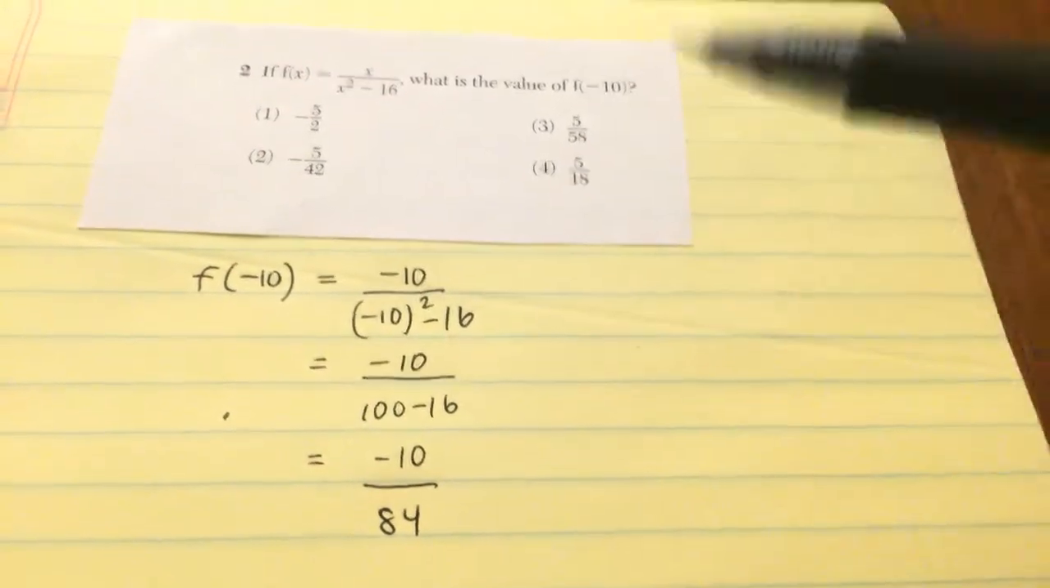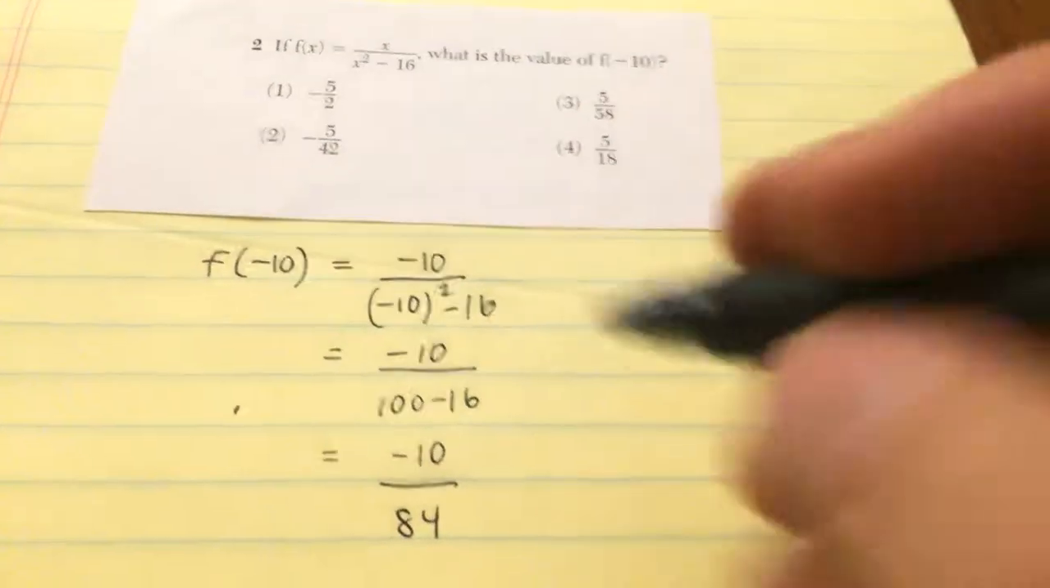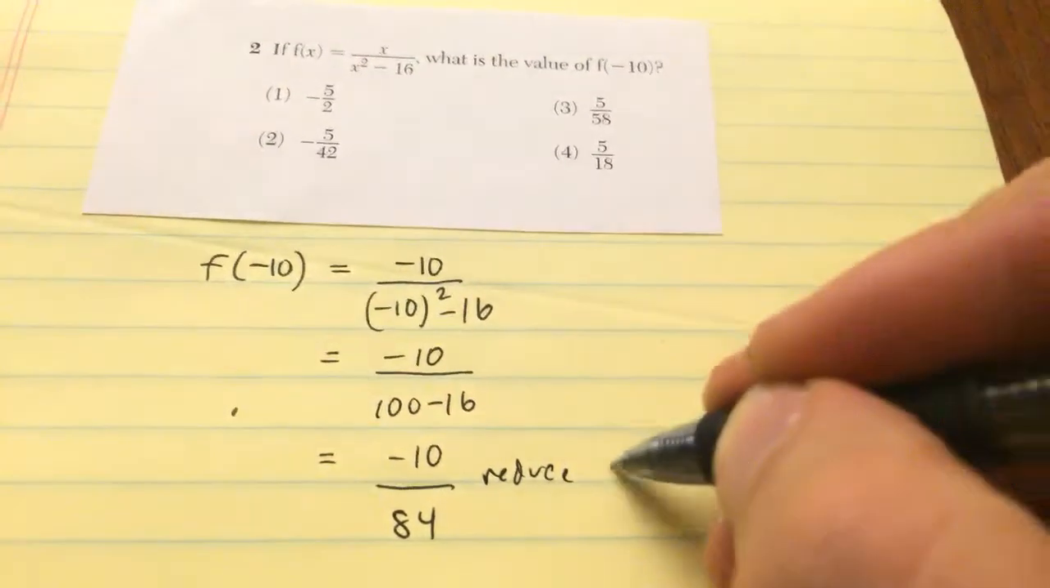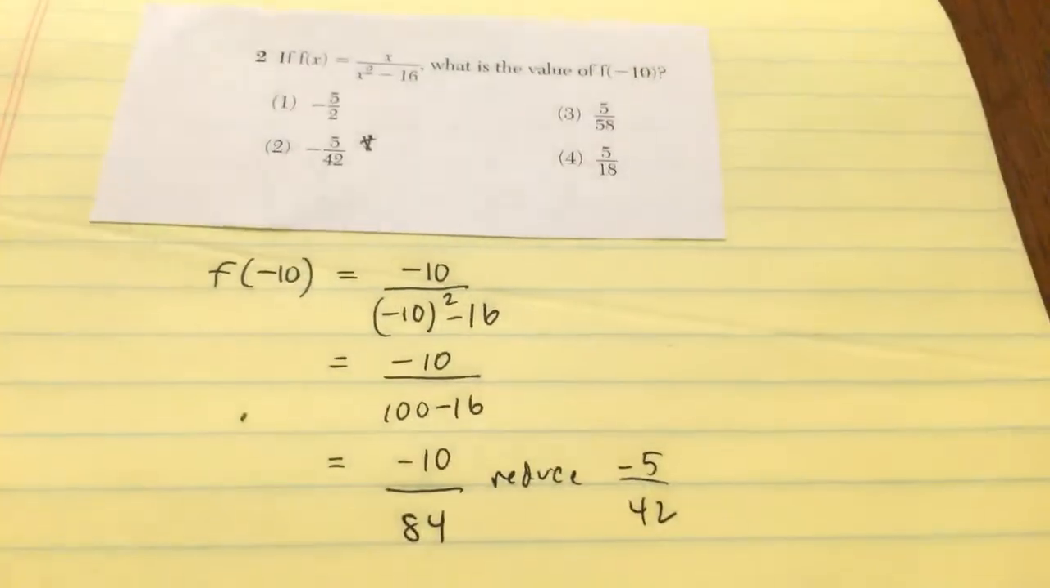Now this answer is not one of the choices, so what I have to do is reduce. So I get negative 5 over 42, which is choice number 2.